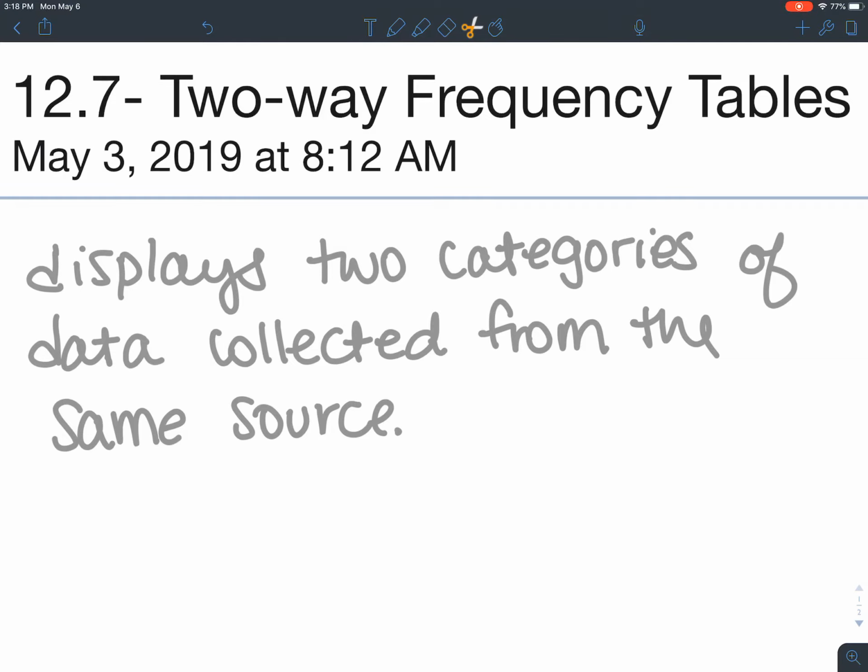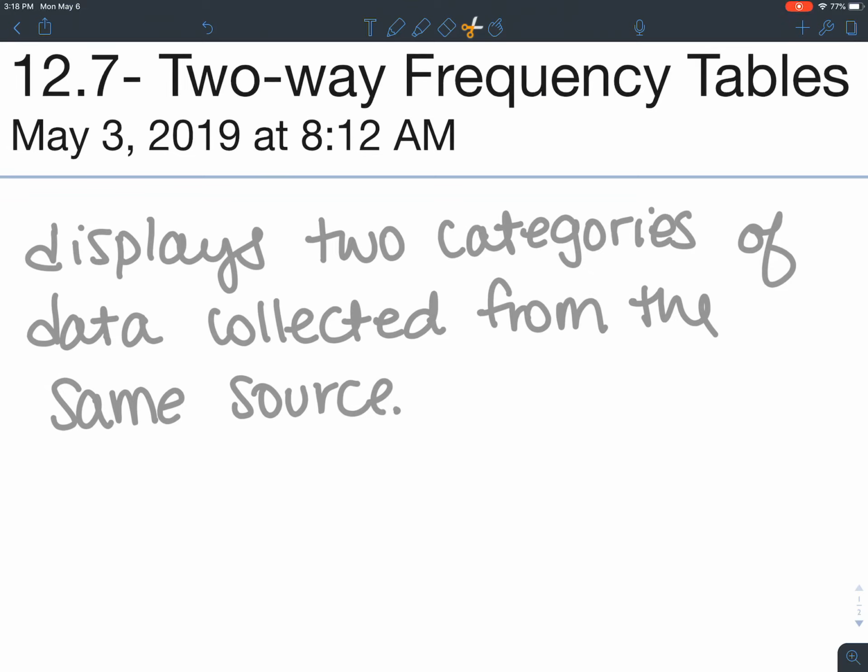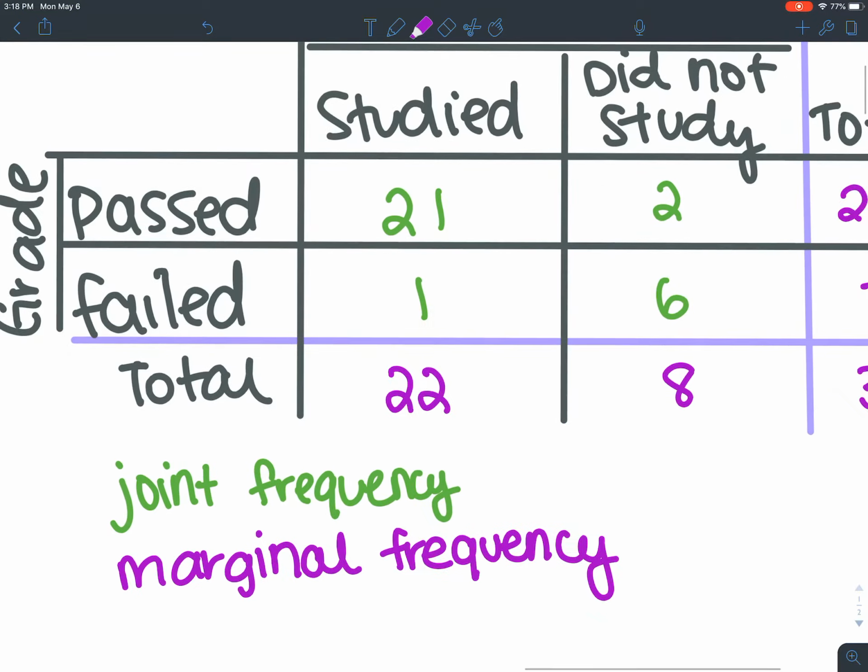Okay, so lesson 12.7 is on two-way frequency tables. This is called two-way because essentially we are comparing two categories, very similar to the way a scatter plot does it. But we have collected it from the same source. Okay, so not always done with that one. So this is an example of a scatter plot.